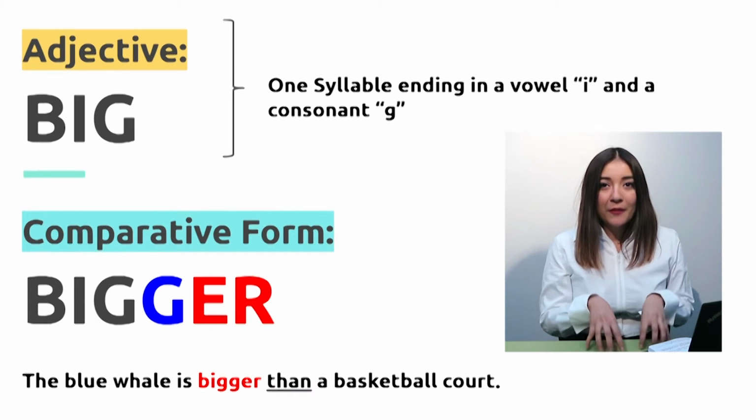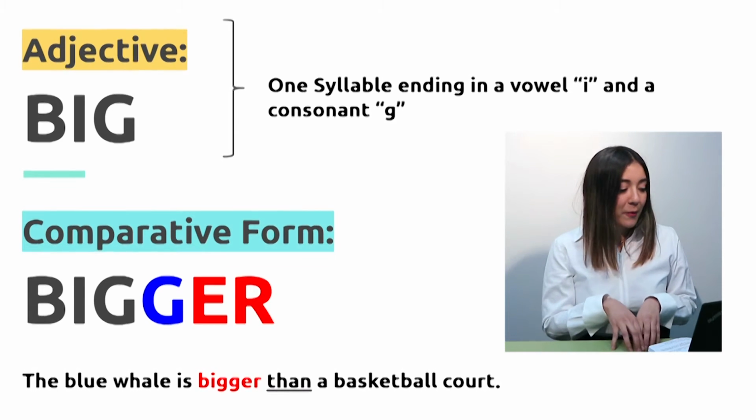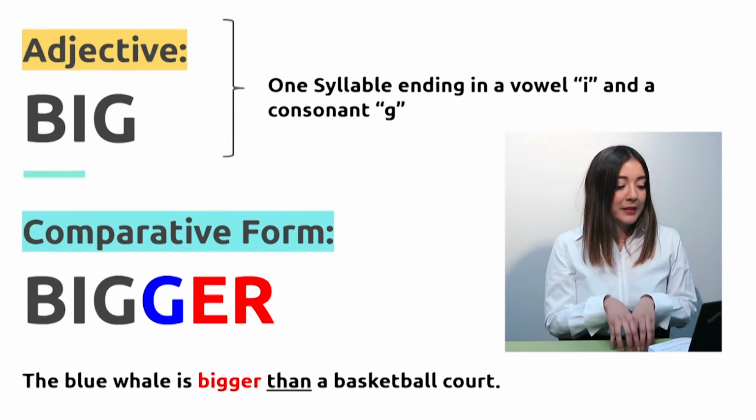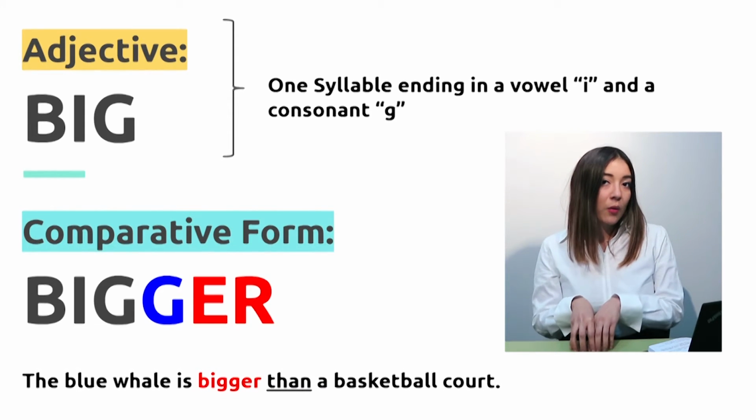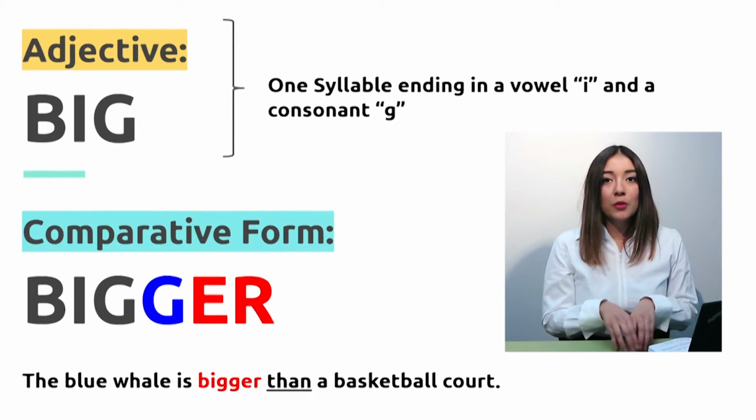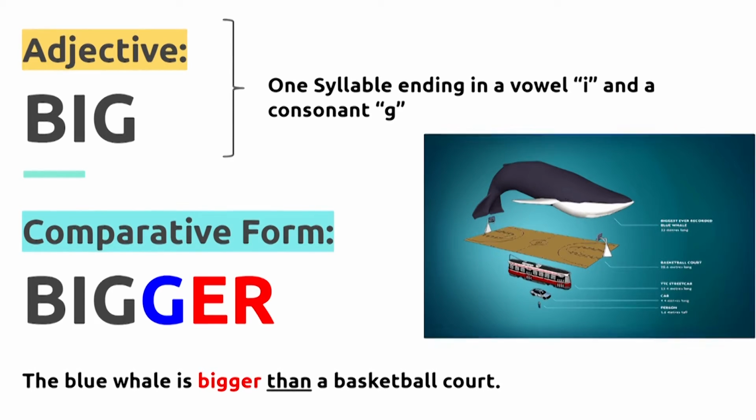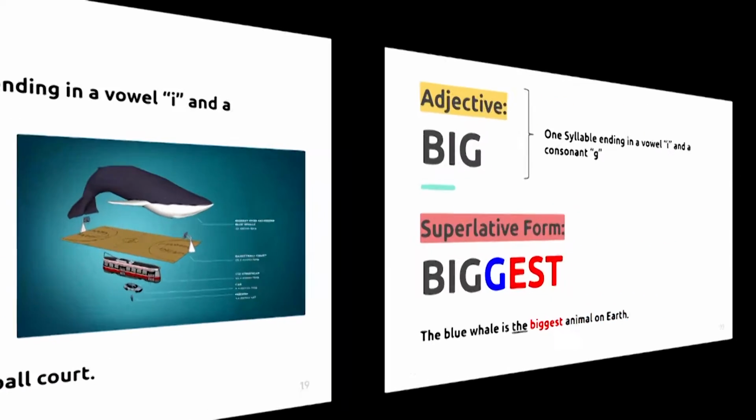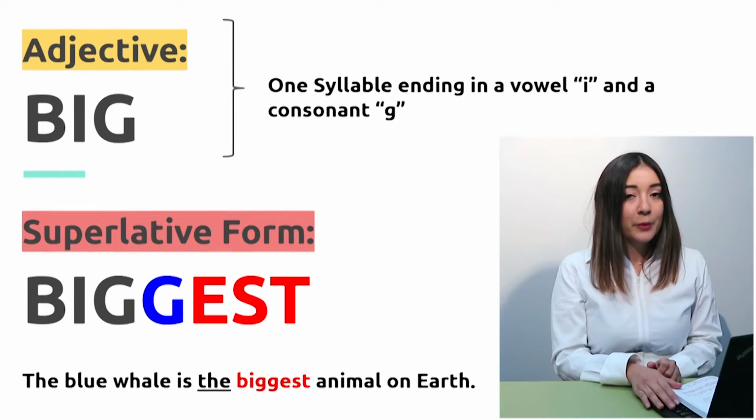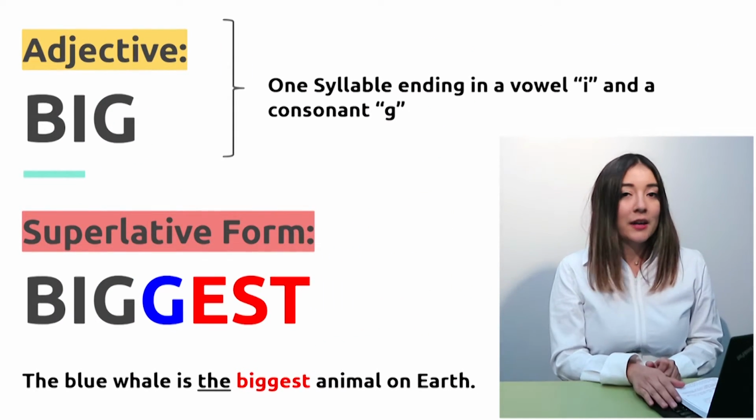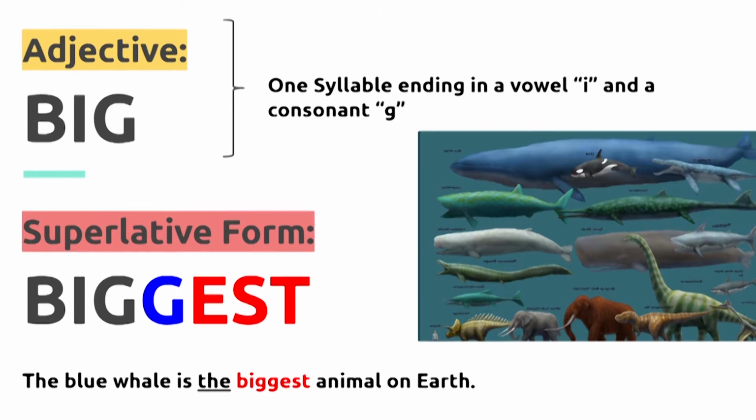This is an example that we found within our paragraph. Within the sentence, the blue whale is bigger than a basketball court. At the same time, the blue whale is the biggest animal on Earth. So, compared to all the other animals on Earth, the blue whale is the biggest. This is the sentence found directly in our paragraph.